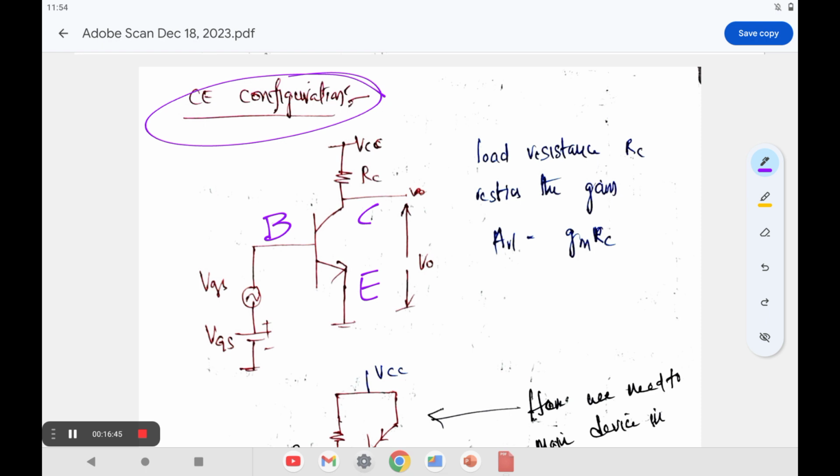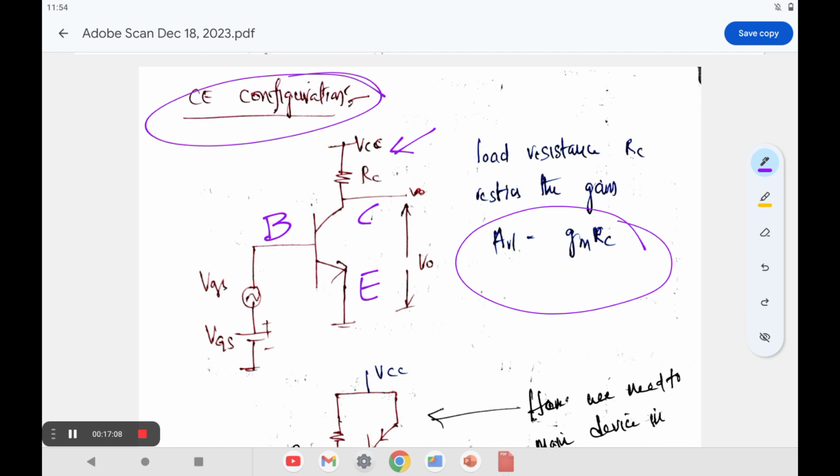So here also, the same thing. As the load resistance increases, obviously the maximum voltage drop is also present. Here also the gain is related to gm times RC. So that is a problem here. We need to maintain a constant device.